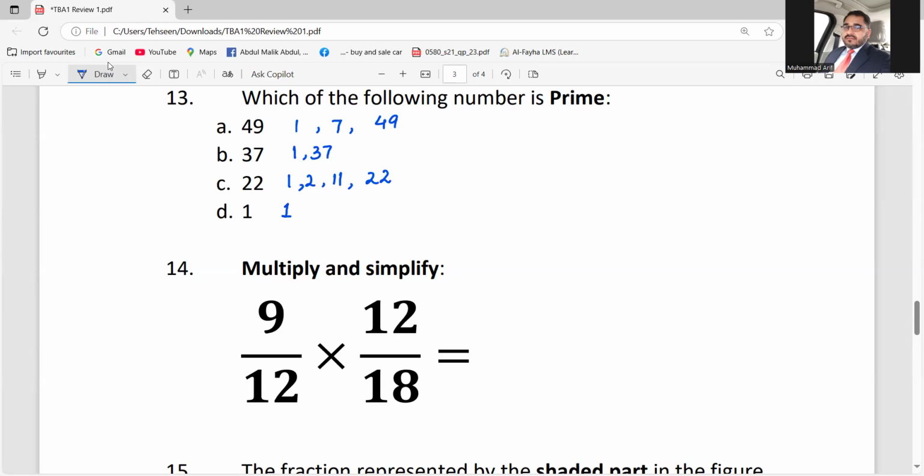For prime there must be 2 factors, and for composite there must be more than 2 factors. 1 is neither prime nor composite. 22 has more than 2 factors, it is composite. 49 has more than 2 factors, it is composite. And 37 has only 2 factors. That's why this is the prime number.